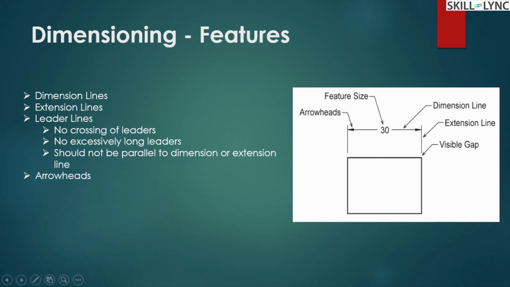So next we have the arrowheads, which are a part of the dimension line. These arrowheads should be between the extension lines, and in case there is no space, then they can be drawn outside. That is, they can be drawn in this manner and then the dimension can be fitted inside, but the arrowheads are pointing towards the inside of the dimension line.